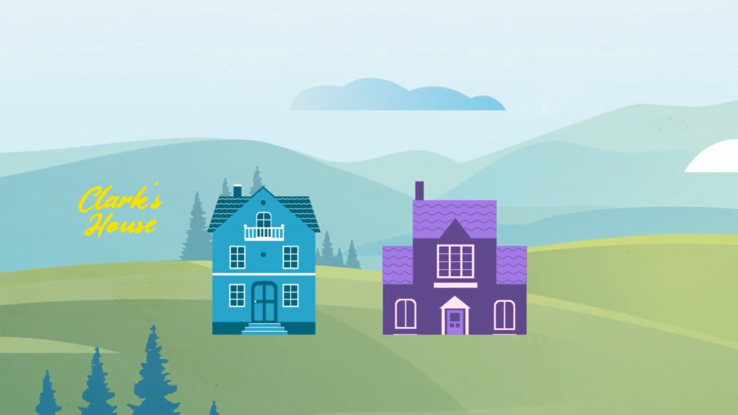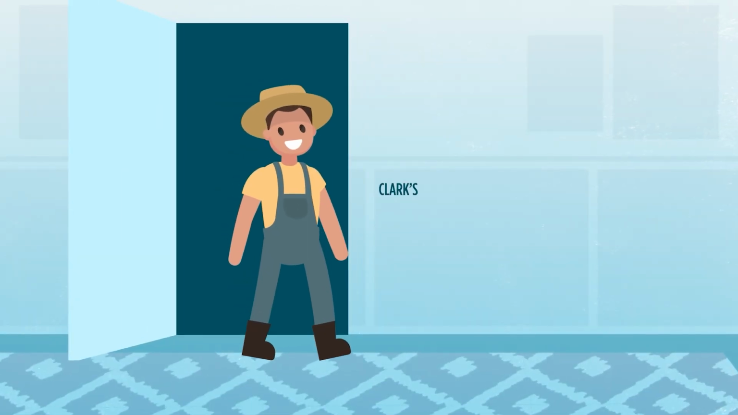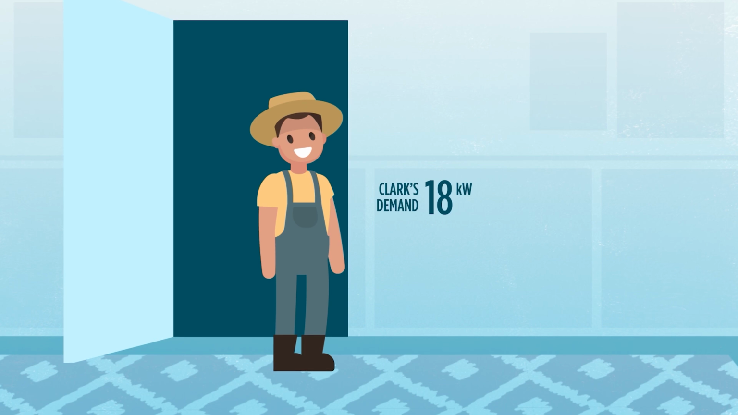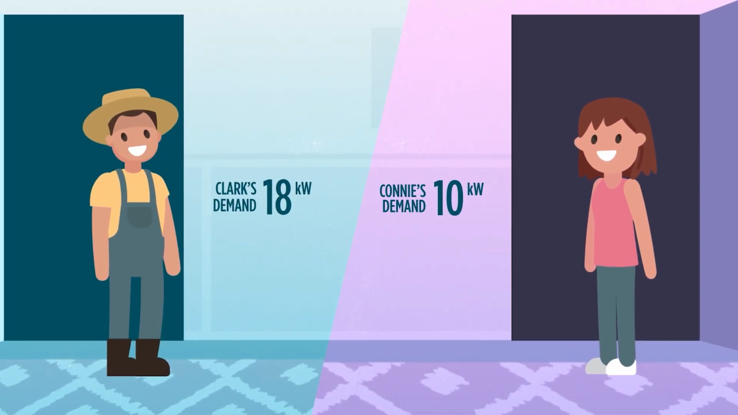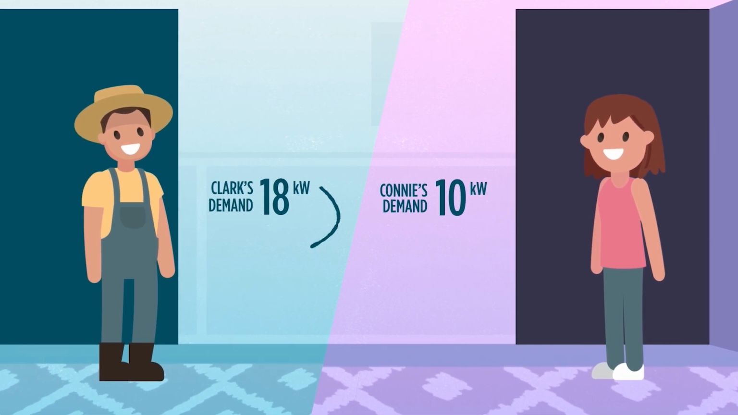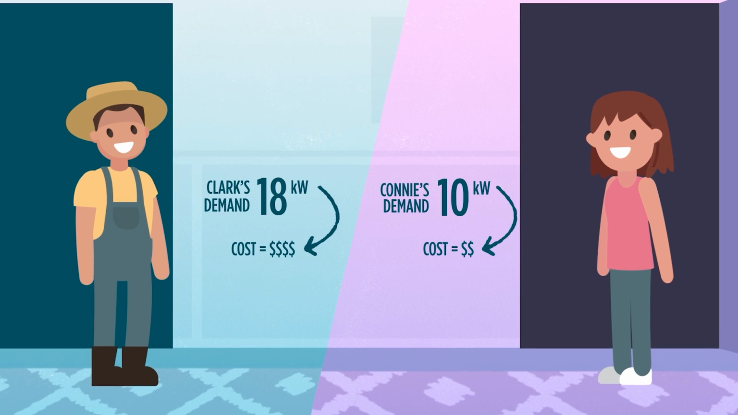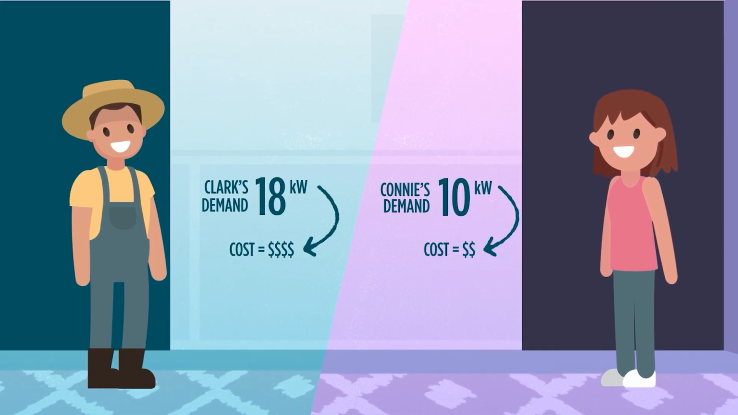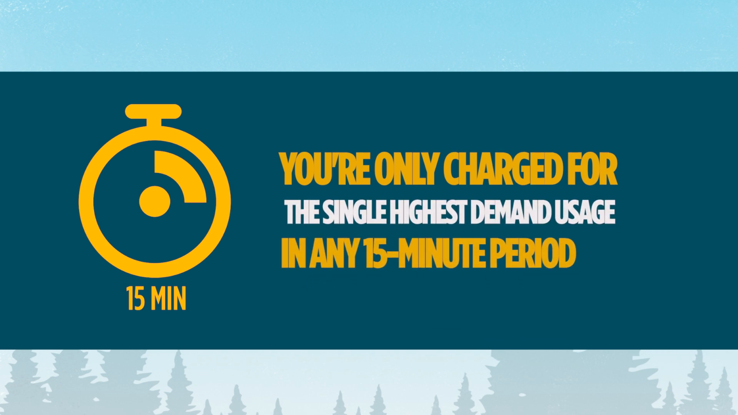Here's how the demand charge would affect Clark and Connie. In our previous example, Clark's demand peaked at 18 kilowatts and Connie's demand peaked at 10 kilowatts on the same day. Assuming this was each of their highest demand in their billing cycle, Clark's demand cost would be much higher than Connie's since she spread out her usage of electricity over a greater time frame. You're only charged for the single highest demand usage in any 15-minute period during your monthly billing cycle.